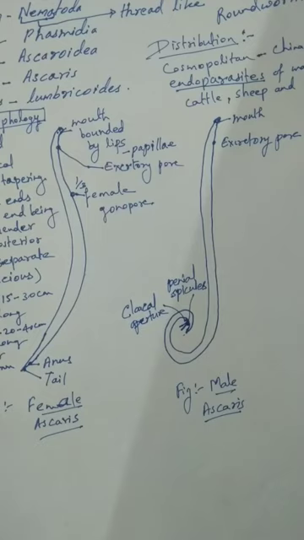Now, pathogenicity of Ascaris. Disease caused by Ascaris is commonly called Ascariasis. This is an important question for your examination. Which disease is caused by Ascaris? The answer is Ascariasis. It is the disease caused by Ascaris lumbricoides.